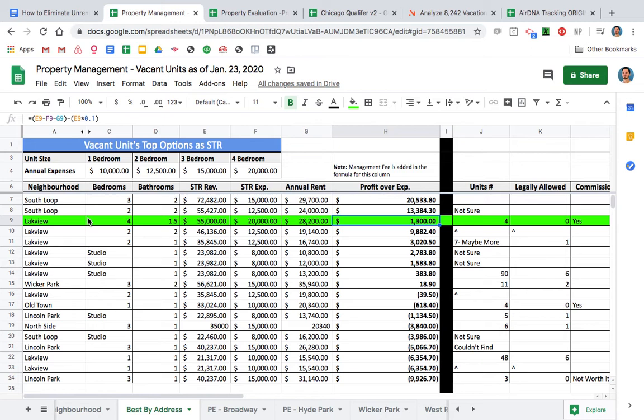So let me walk you through this really quick. Right here, we're in South Loop. You don't get to see the address, but this is a 3-bedroom, 2-bath, and the short-term rental annual revenue for it is going to be about $72,000 a year.